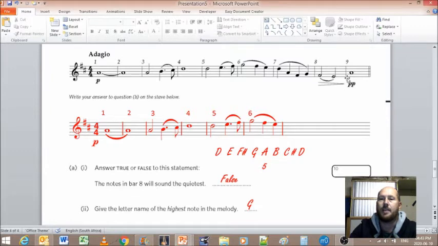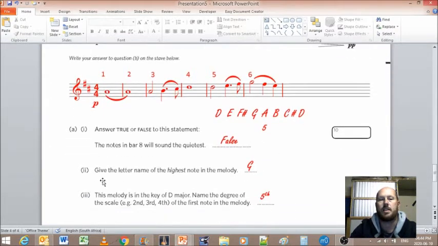So it cannot be bar 8, because here we are going from piano down to pianissimo. And pianissimo, that's where it's seriously the quietest, and that happens to be bar 9. So the answer is false. Do not write yes or no. Don't say the notes in bar 8 will sound the quietest and say yes or no. It will be marked wrong. So you've got to answer the question that they ask. Give false or true, and in this case it's false.